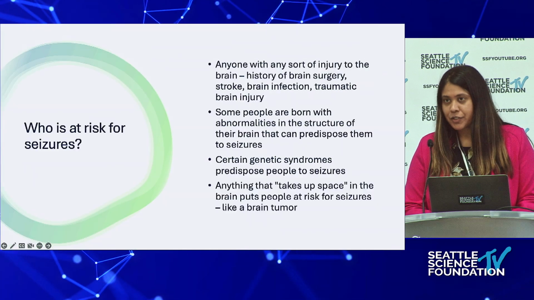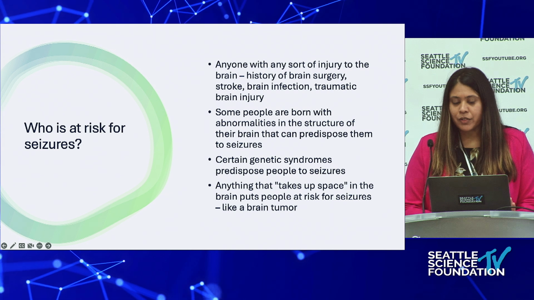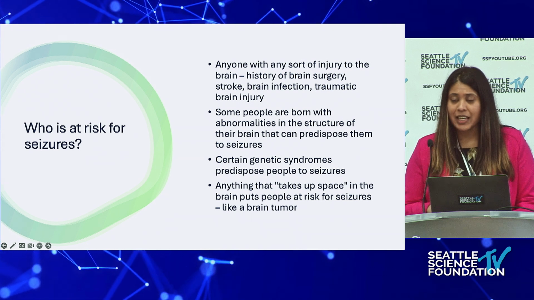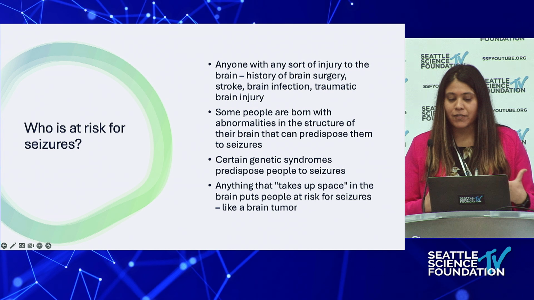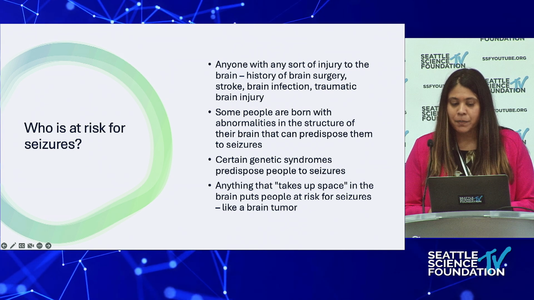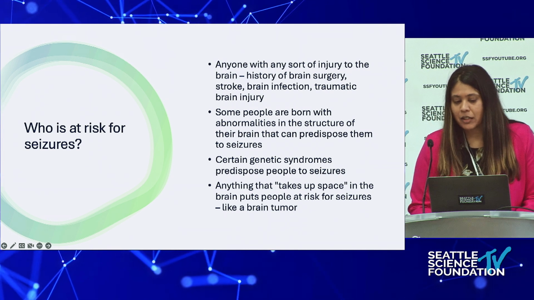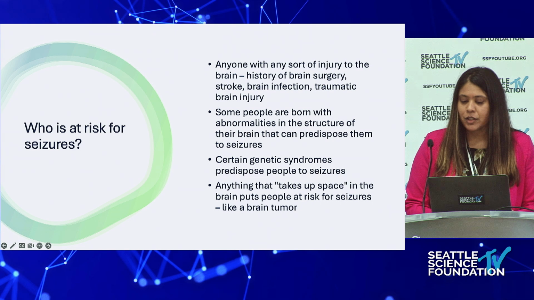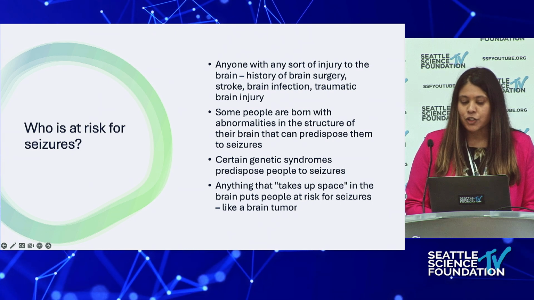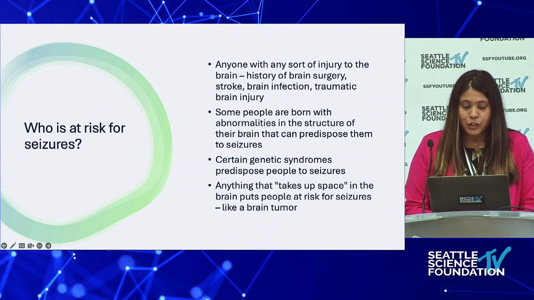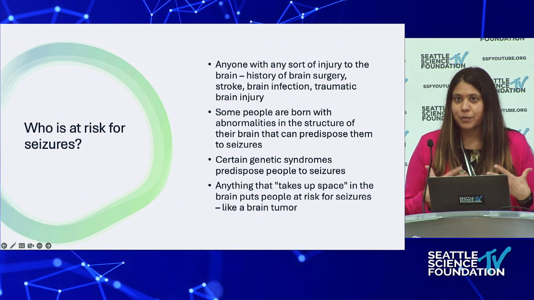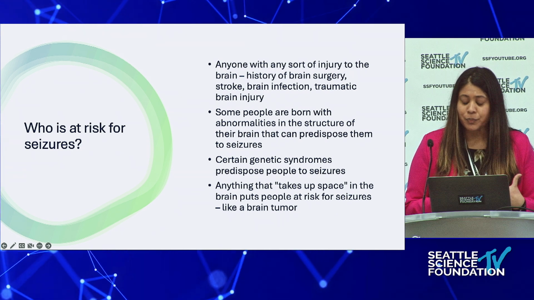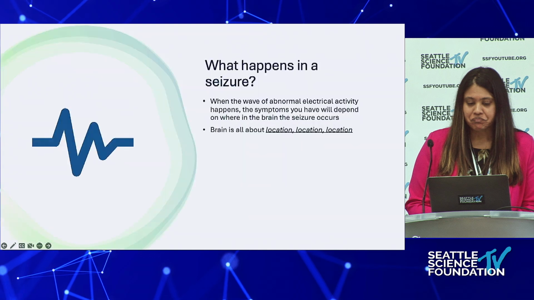And so who is at risk for seizures? Anyone with any sort of injury to the brain. So if you've had any history of brain surgery, that puts you at risk for seizures, a stroke, a brain infection, a traumatic brain injury. Some people are born with abnormalities in the structure of their brain that can predispose them to seizures. Certain genetic syndromes predispose people to seizures. And really what I say is anything that takes up space in the brain puts people at risk for seizures. So brain tumors, for example.